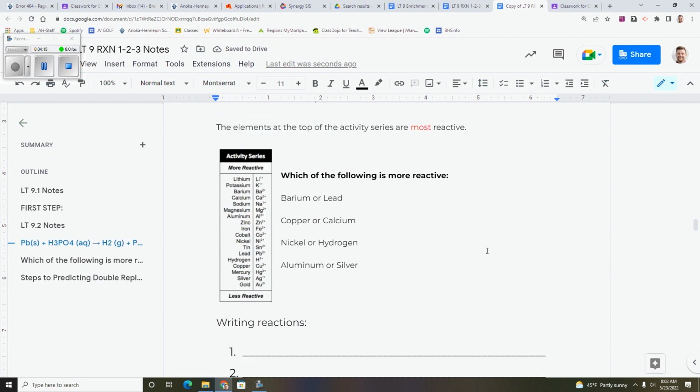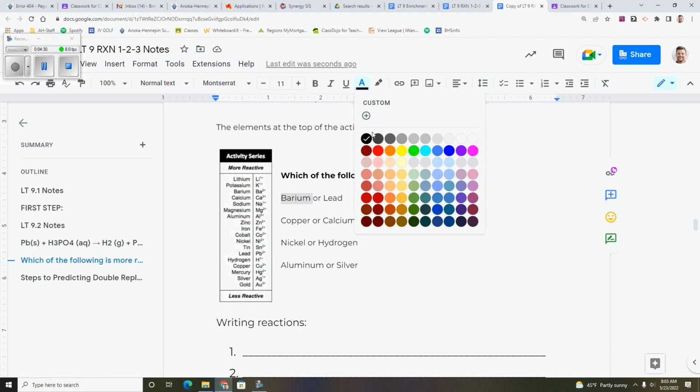So here you go. You got a list. Now, all you got to do is say, is barium or lead more reactive? Find barium. Where's barium? Barium's right here. Where's lead? Right here. Barium is the more reactive one. Bam.